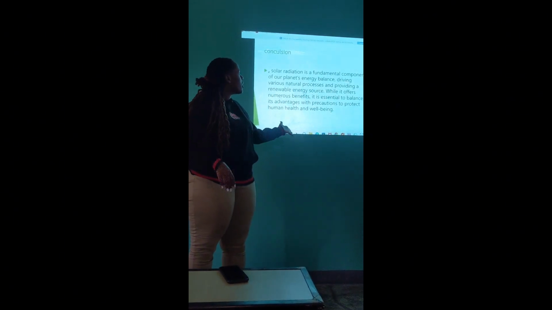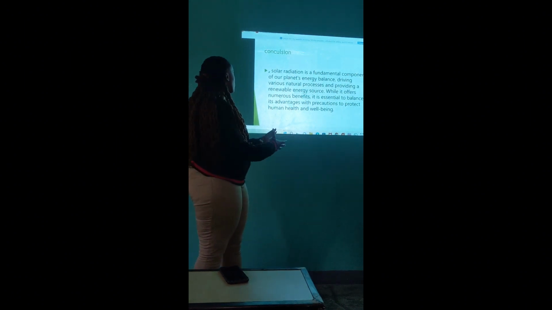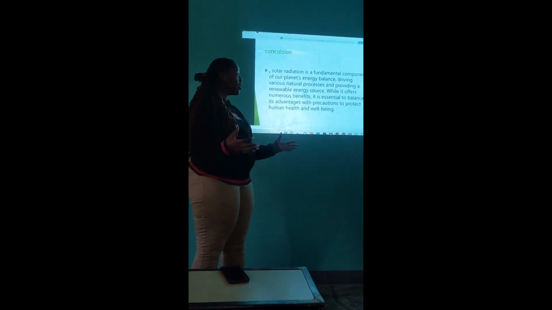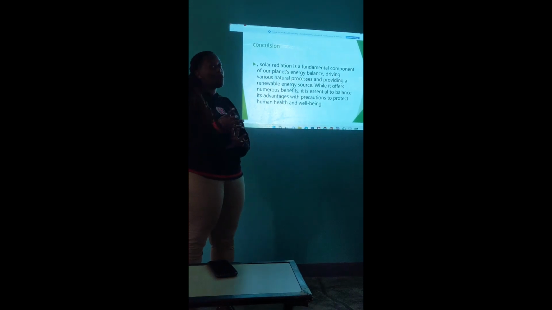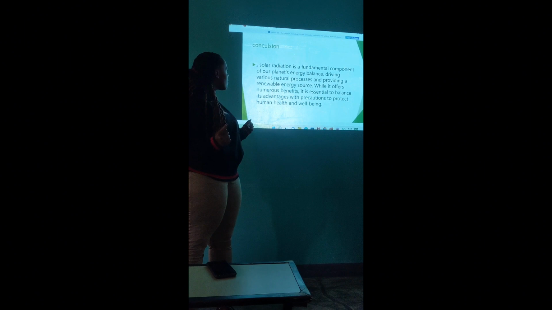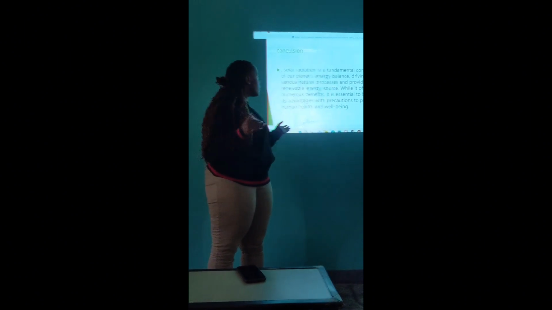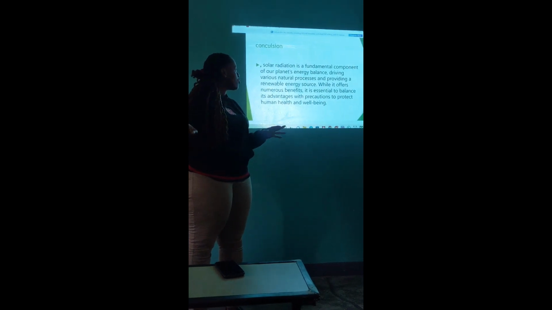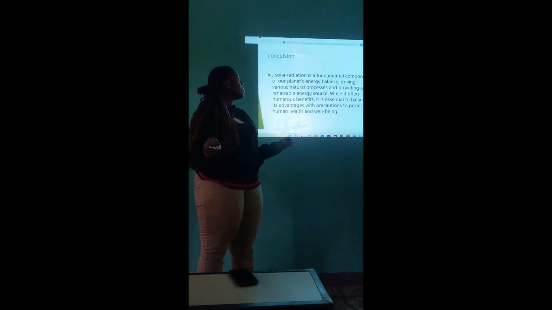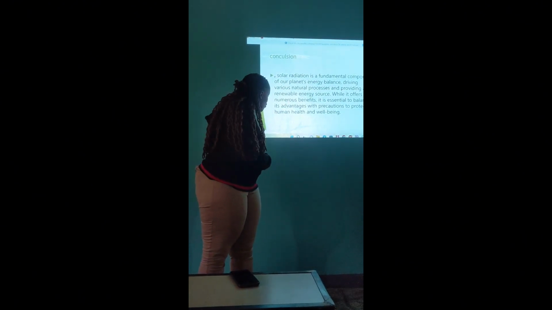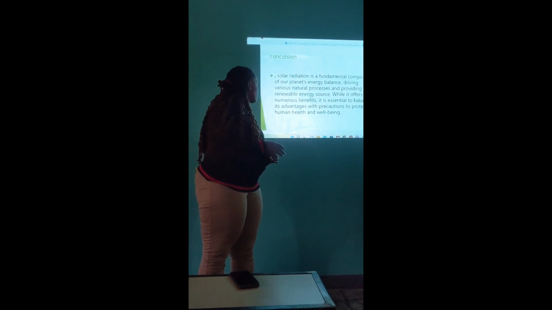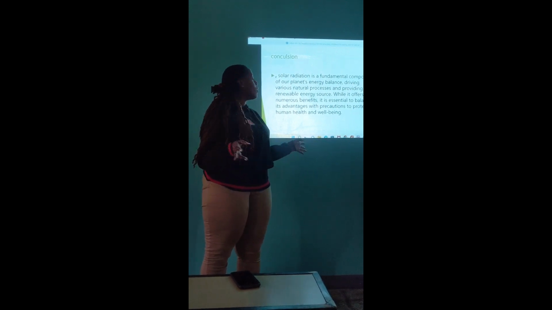By continuing, we have the conclusion. In conclusion, solar radiation is the fundamental component of our planet's energy balance, driving various natural processes and providing renewable energy sources. While it offers numerous benefits, it is essential to balance its advantages with precaution to protect human health and well-being.